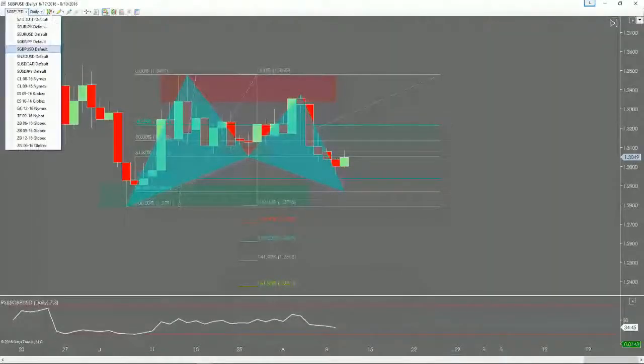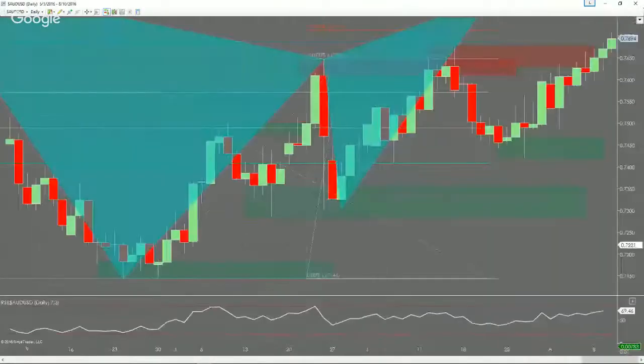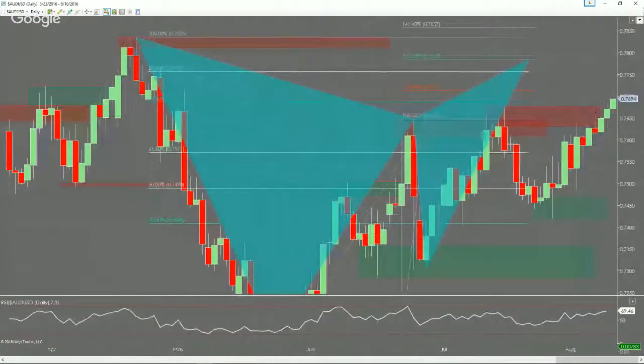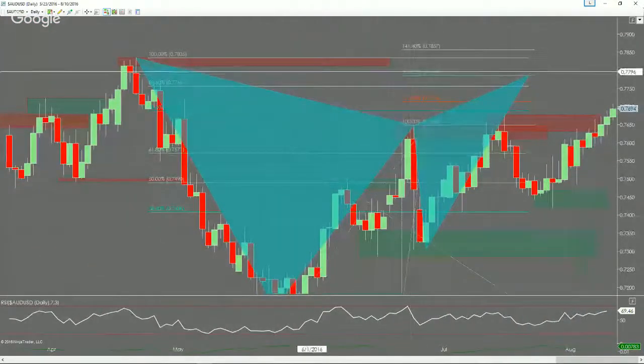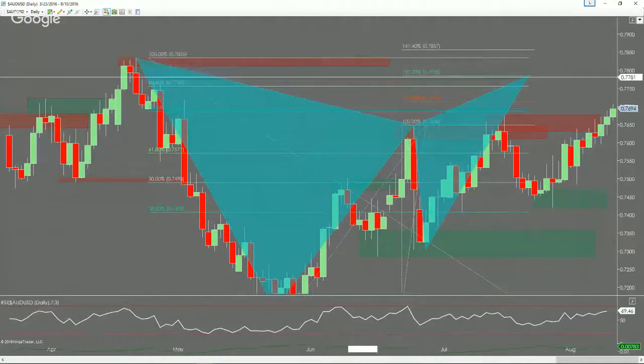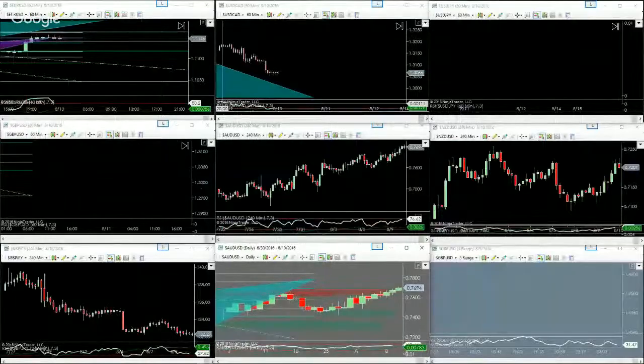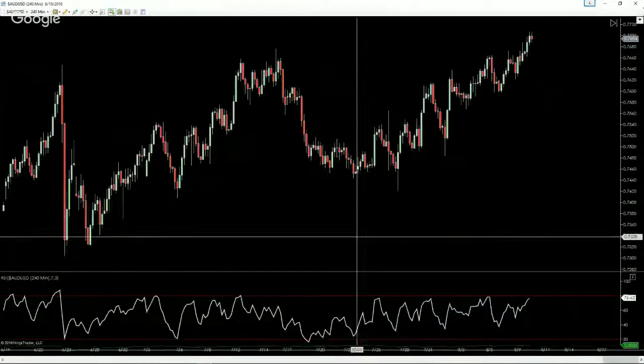Go to the Aussie dollar. Still waiting on that daily completion at the 127 for that Gartley pattern that we did identify. Like I said, daily patterns usually take a long time to complete.